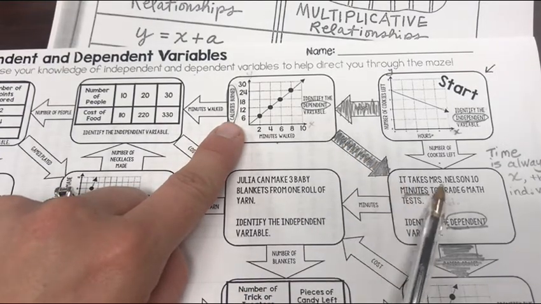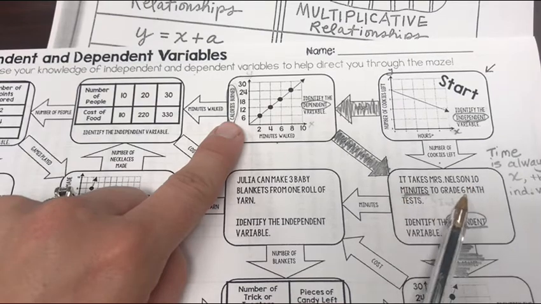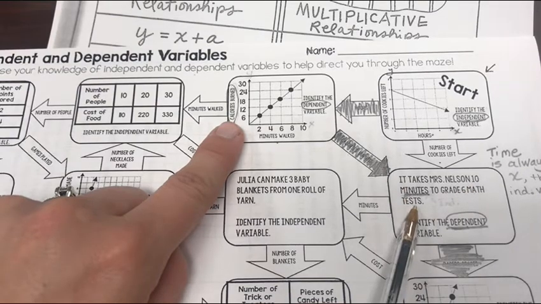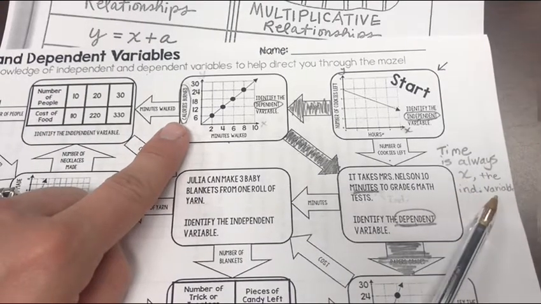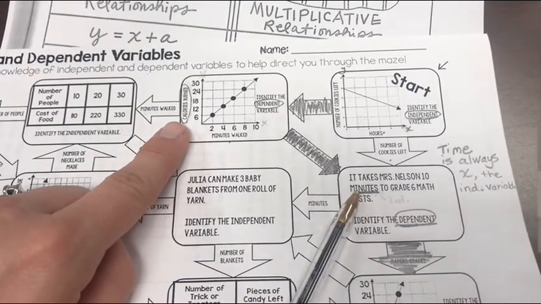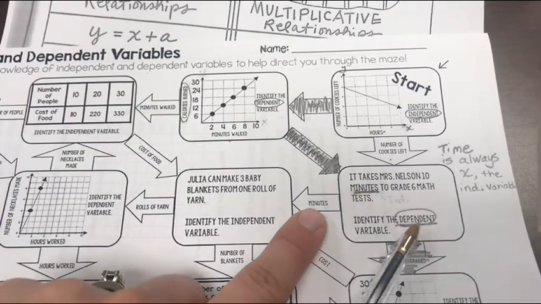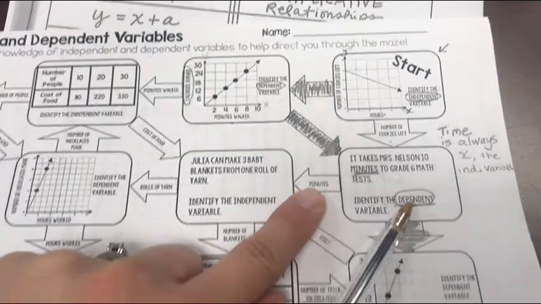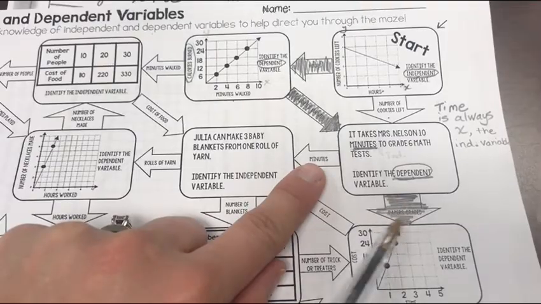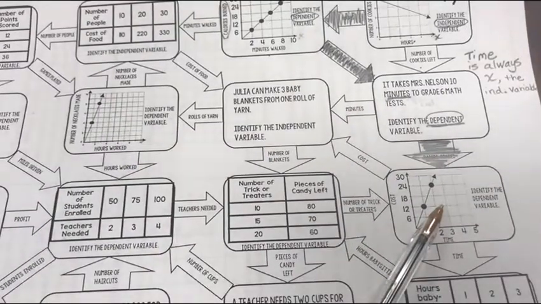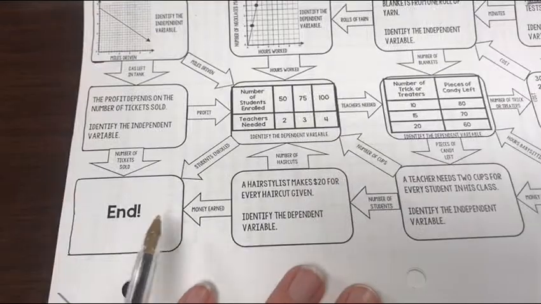Okay, it takes Miss Nelson 10 minutes to grade 6 math tests. Well, we always talked about time always being x, the independent. So if minutes is the independent, the dependent is the number of papers graded. So you're going to go here. And then you're going to do the exact same way all the way through until you get to the end.